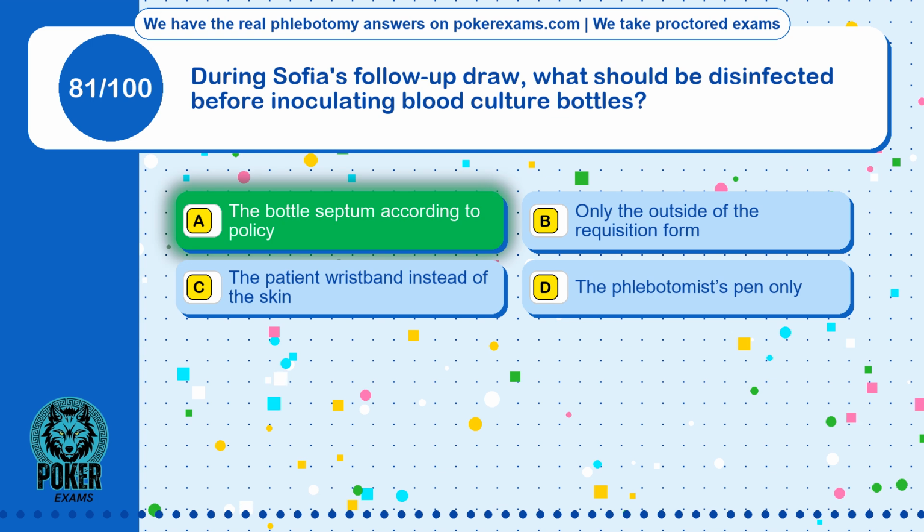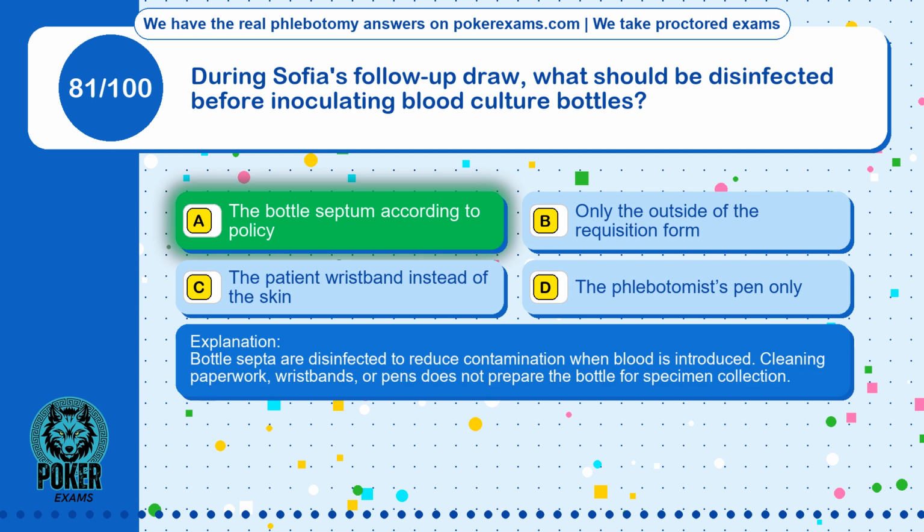The correct answer is option A. The bottle septum according to policy. Bottle septa are disinfected to reduce contamination when blood is introduced. Cleaning paperwork, wristbands, or pens does not prepare the bottle for specimen collection.